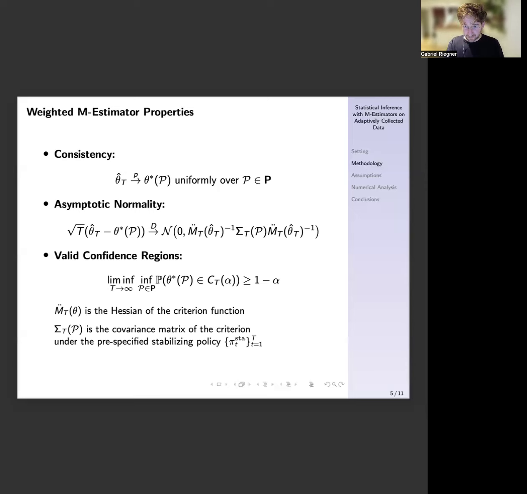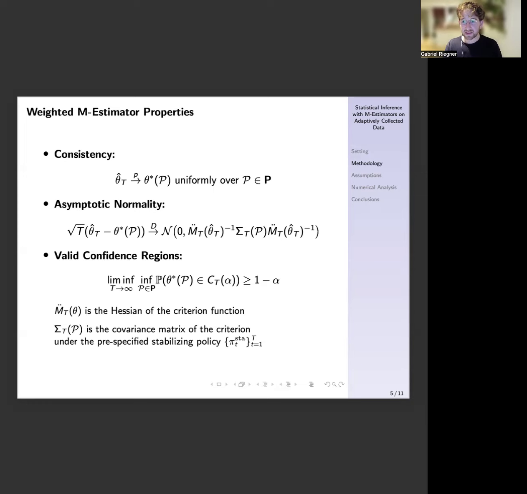And then they also prove asymptotic normality. So using a central limit theorem, they show that the distribution of the estimator after appropriate scaling and centering converges to a normal or Gaussian distribution. And this property is then crucial for constructing confidence regions.